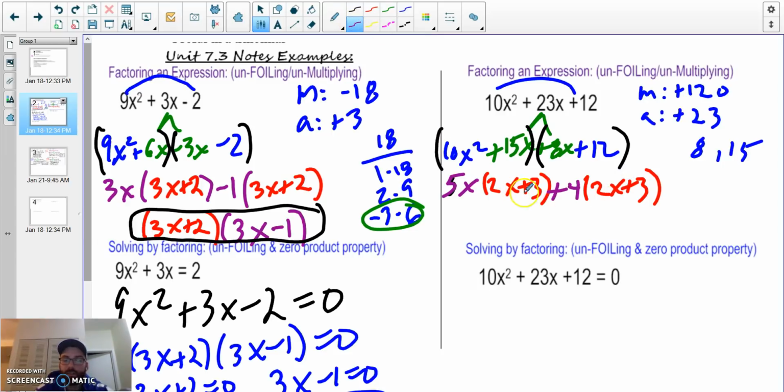So again, I won again because I had 2x plus 3 appearing twice. So one factor is 5x plus 4. The other factor is my 2x plus 3. And that would be factoring that expression.